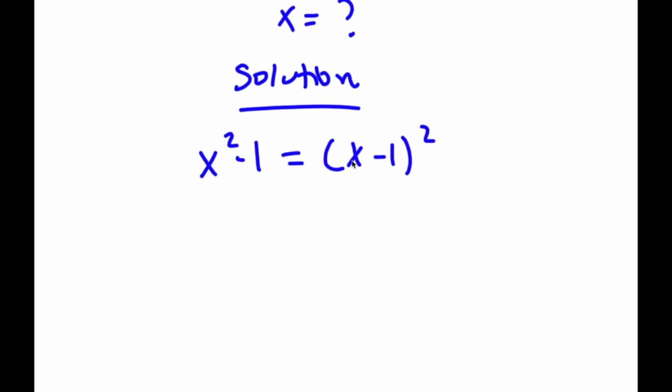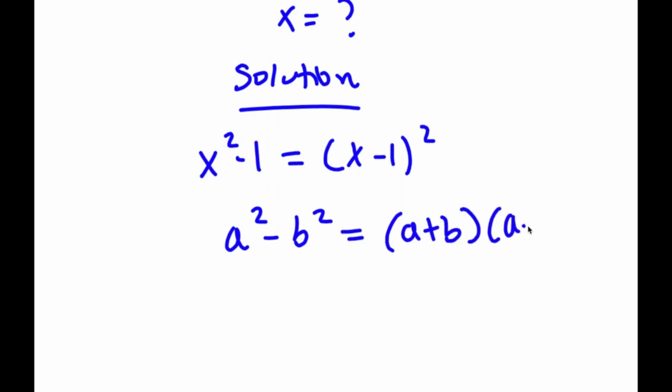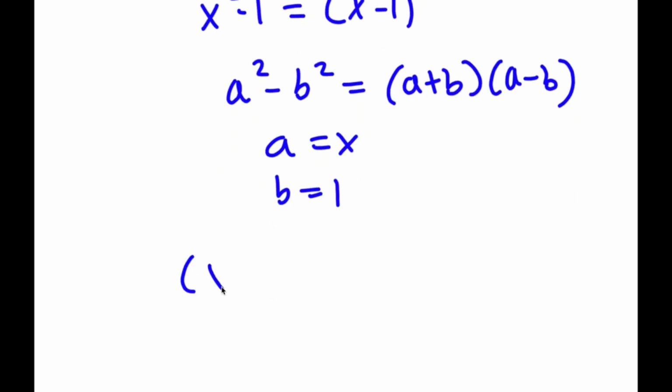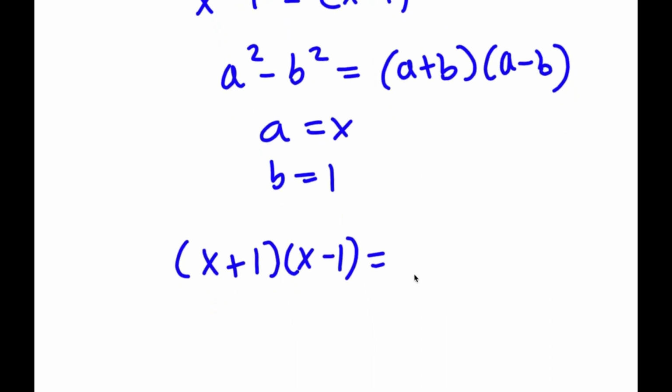Now I'm going to go ahead and expand x squared minus 1. If I have something in the form a squared minus b squared, this is equal to a plus b times a minus b. In this case, x squared minus 1 is the same thing as x squared minus 1 squared. So a is equal to x and b is equal to 1. So now I have x plus 1 times x minus 1, which is equal to (x minus 1) squared.